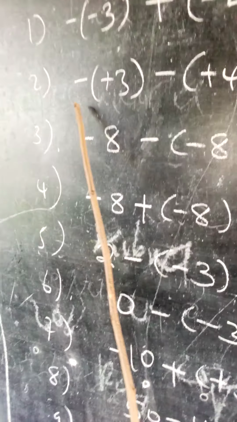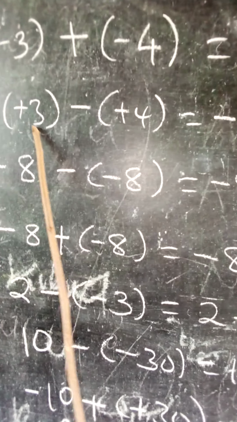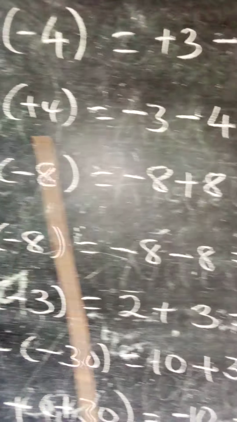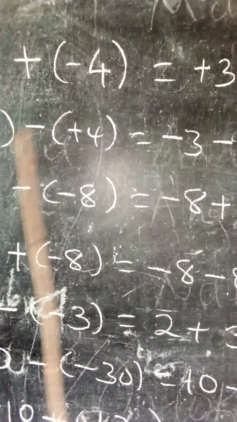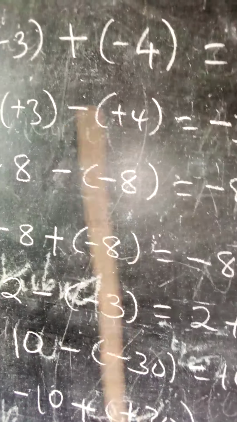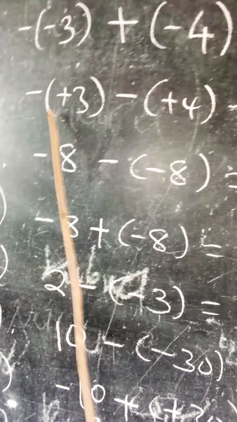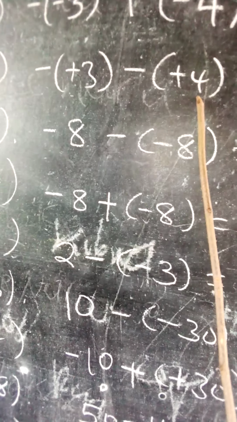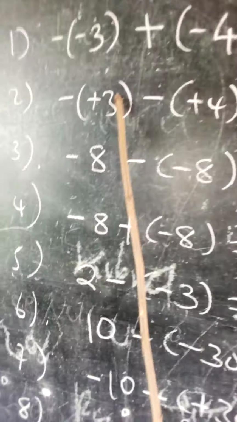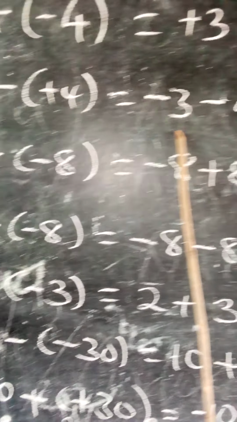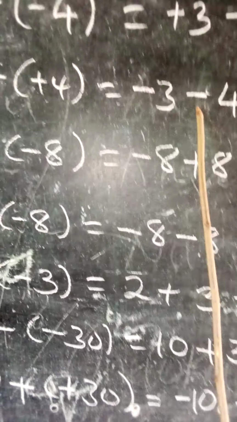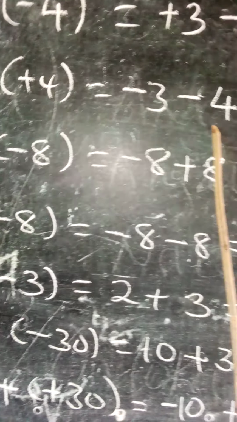The second question is negative, into bracket, 3 positive, minus, into bracket, positive 4. Again in this question each number has more than one sign. That 3 has positive and negative, that 4 has positive and negative. So we should make each number have a single sign. We take negative times positive, which is negative, so that one simplifies into positive 3. And here we have negative times positive is negative, so the whole of that simplifies into negative 4.